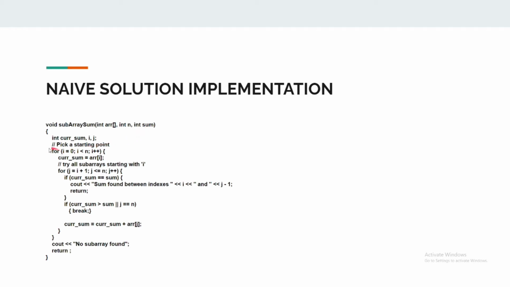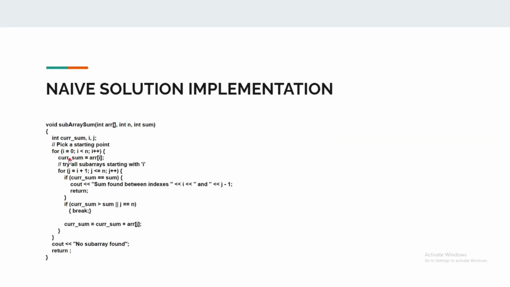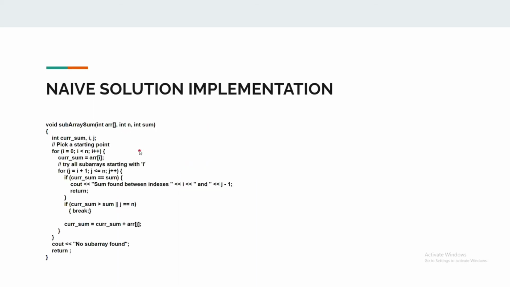After that, we start another loop. This loop picks up the starting point. As discussed, first we need to pick up a starting point. After picking it up, we put that starting point value inside our current sum, because in all these subarrays, the starting element is also included. After that, we start our second loop that goes from i plus 1, that is after the starting point, till the end of the array.